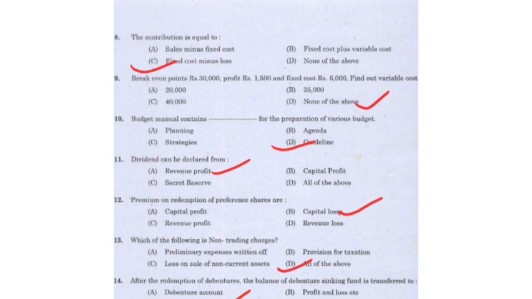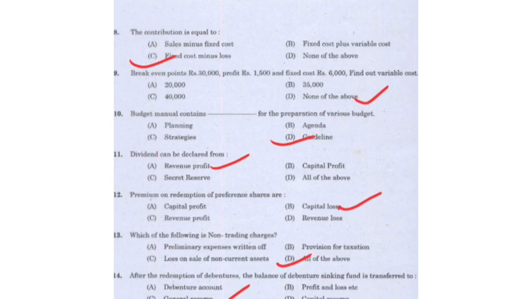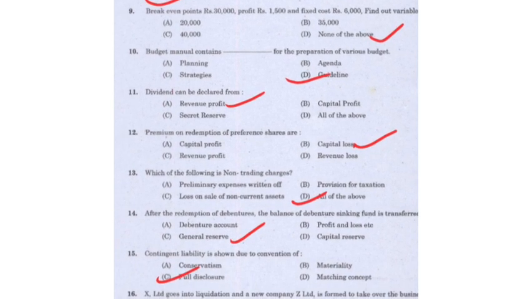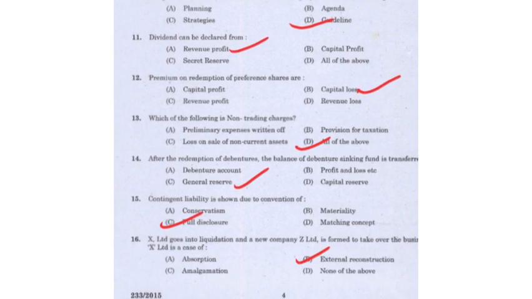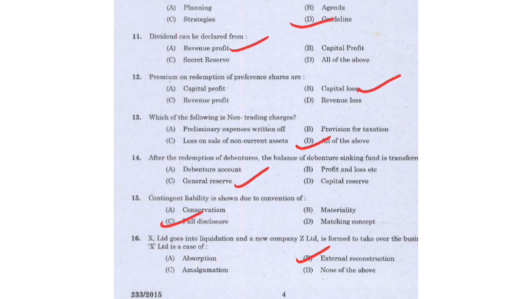And the next question is budget manual contains dash for the preparation of various budgets. The answer is guidelines. Budget manual contains guidelines for the preparation of various budgets. The next question, dividends can be declared from revenue profit, capital profit, secret reserves, and all of the above. Dividend can be declared from revenue profit. And the next question, premium on redemption of preference shares is capital profit, capital loss, revenue profit, or revenue loss. And here the answer is capital loss.